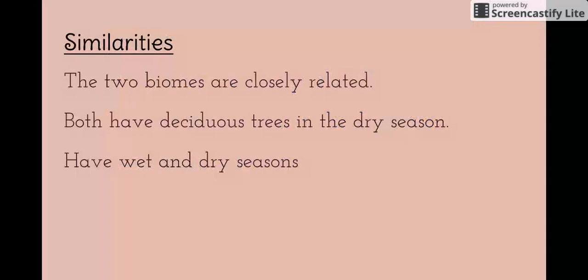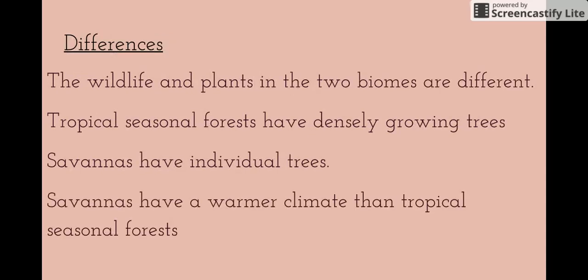So the similarities between the two biomes are that they both have deciduous trees during the dry seasons, and they have wet and dry seasons. The differences are that the wildlife and plants in the two biomes are different because the savanna does not have as much rain as the tropical seasonal forest, so the wildlife and plants there are more adapted to saving water. And then the tropical seasonal forests have more densely growing trees, while the savannas have individual, kind of patchy trees. And then the savannas have a warmer climate than the tropical seasonal forests.